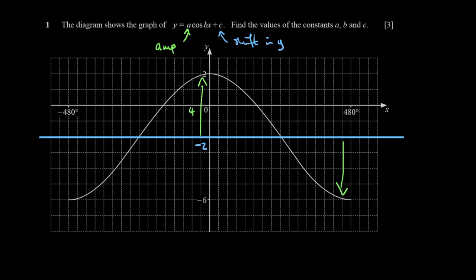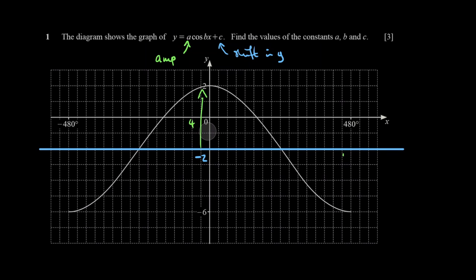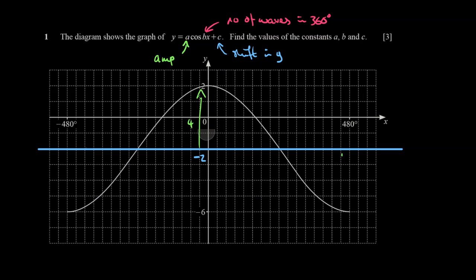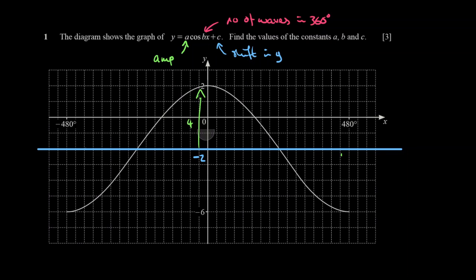Okay, now the last one, this B is the thing that causes students, in my experience, the most difficulty. Okay, what does that B mean? B refers to the number of waves in 360 degrees, right? So the number of waves in 360 degrees. Okay, so for example, if we've got cos 3x, that means there are 3 waves in 360. If we've got cos 5x, it means there are 5 waves in 360. If we've got 10x, it means there are 10 waves in 360.